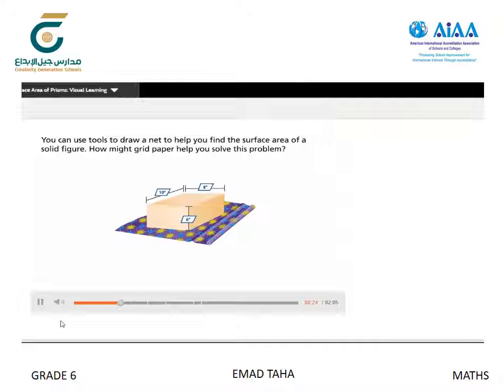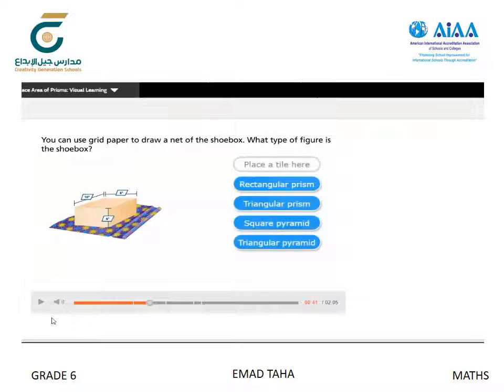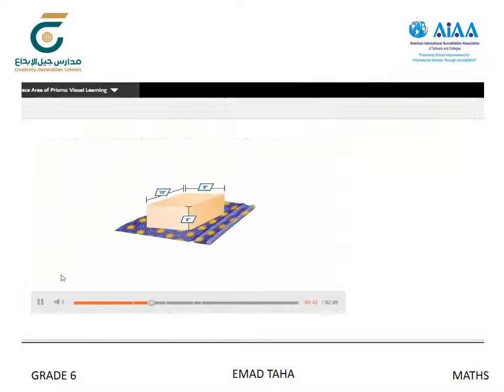You can use tools to draw a net to help you find the surface area of a solid figure. How might grid paper help you solve this problem? You can use grid paper to draw a net of the shoebox. What type of figure is the shoebox? Select your answer. The shoebox is a rectangular prism.